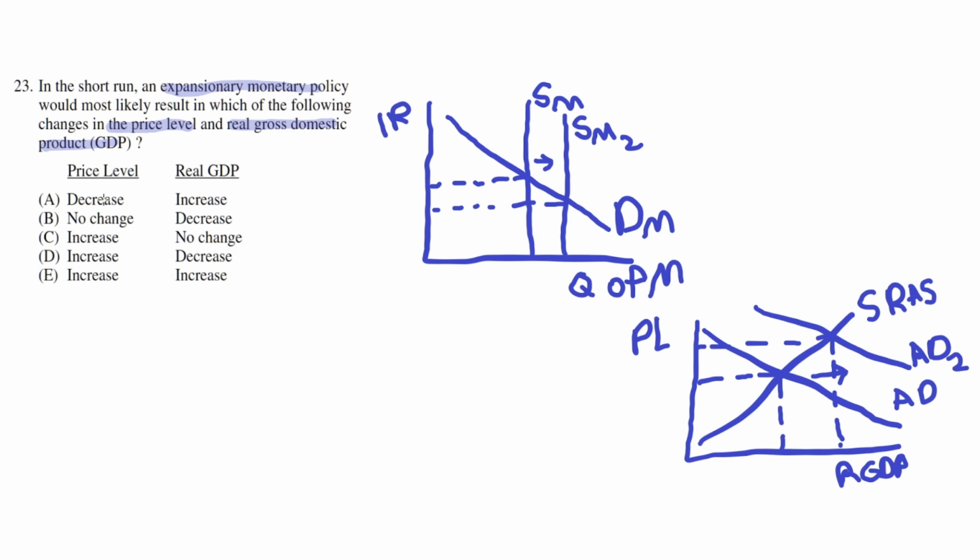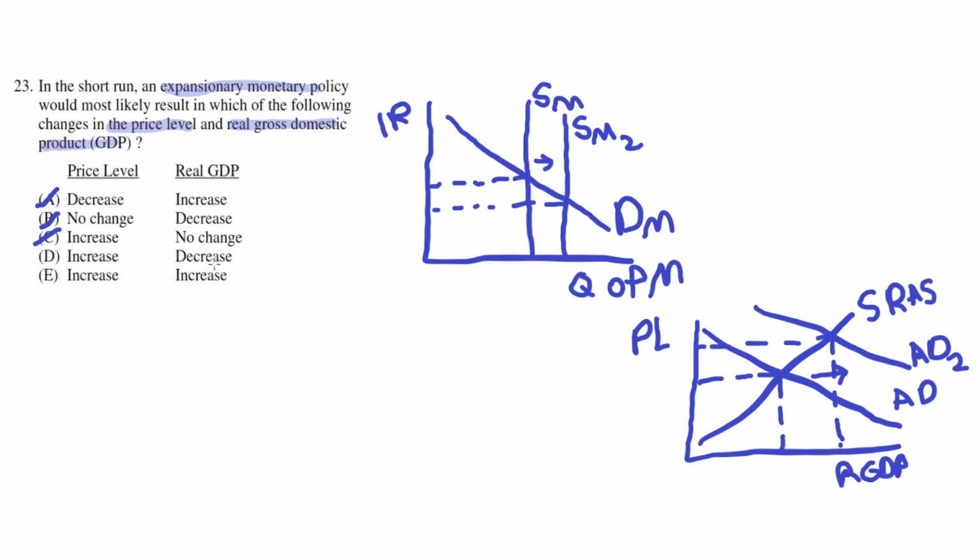Now looking at the answer choices, we can see that A is wrong, because the price level does not decrease, it increases, but real GDP does increase, so we can eliminate A. For B, there's a change in price level, and real GDP does not decrease, but it increases. So B is also incorrect. C is also incorrect because real GDP increases, it does not stay constant. So C is also incorrect.